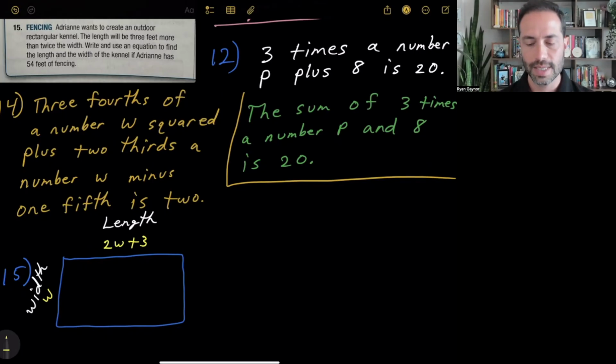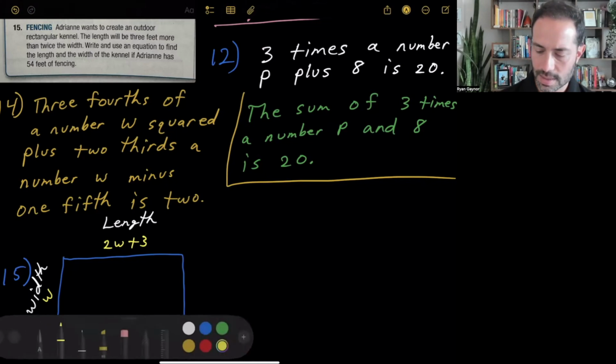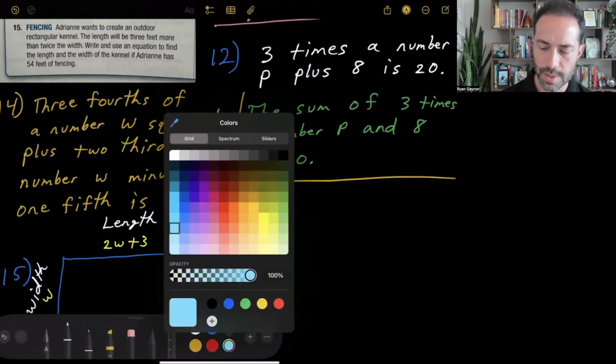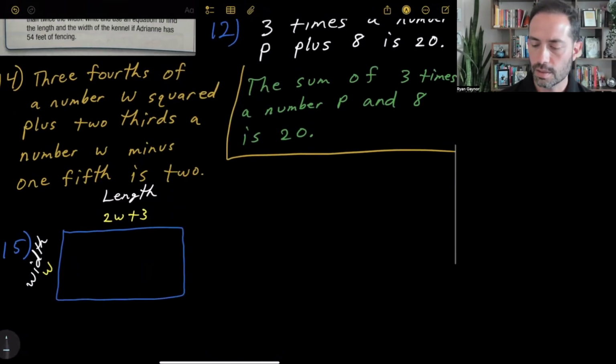So it says write and use an equation to find the length and the width of the kennel if Adrian has 54 feet of fencing. Okay, so 54 feet of fencing. Well, what does that mean? Well, that means the perimeter, right? Perimeter means all the way around, and it is going to be equal to 54.